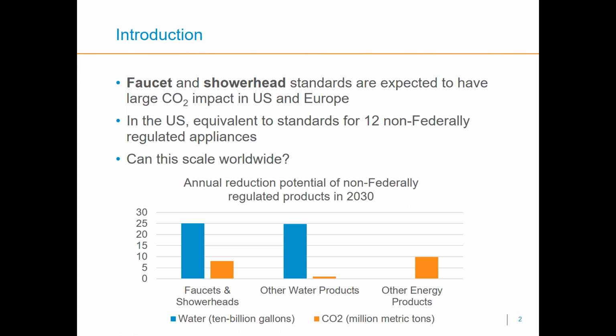So in the US, they have equivalent energy and CO2 reduction potential to 12 other products that are non-federally regulated that are being considered for state level regulation, while also reducing a significant amount of water as well. So they really give you 2-for-1, at least in the US. And what we wanted to find out is, since it is such a huge opportunity here, could this also apply to other countries around the world where, as you may know, CLASP works around the world assisting governments in developing energy efficiency policies for a variety of products. We wanted to see, could this be another opportunity that governments could pursue?